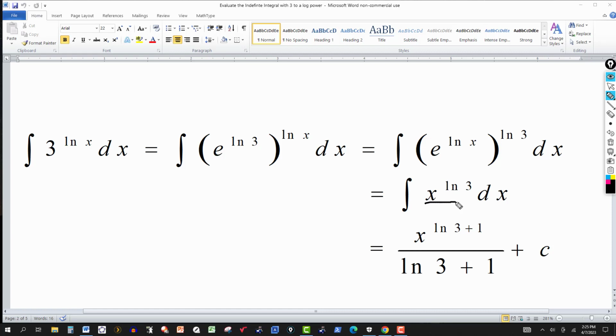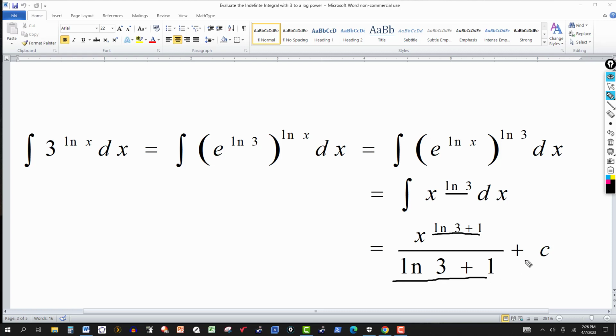So we get this. Now once you get up to this point, when you integrate or take the antiderivative of x squared, what do we do? We add 1 to the exponent, so 2 and 1 is 3, and then divide by that. Well, same sort of thing. This is just a number. This is just a number. So to integrate this, we add 1 to ln of 3. Okay, we get this, and then we divide by that. That's your answer, plus your constant of integration.